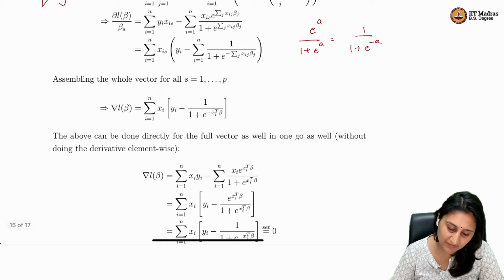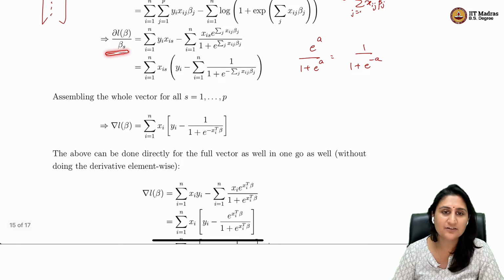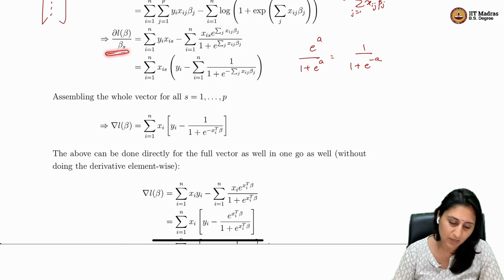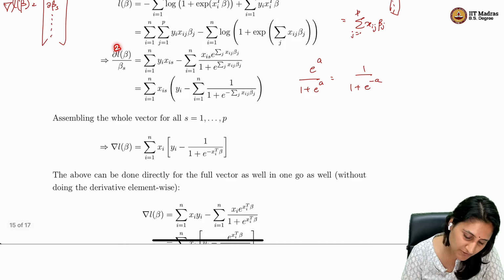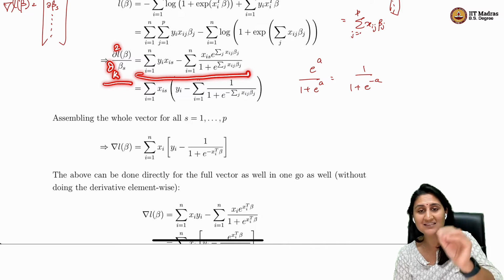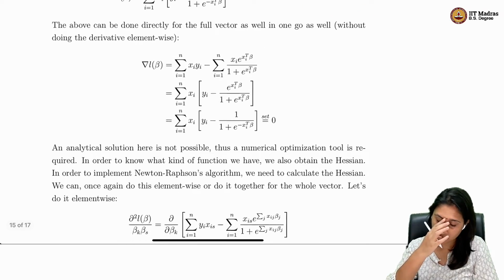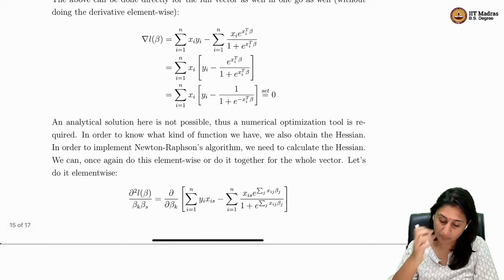So we have the gradient vector over here in this expression. Now this is the partial derivative with respect to any beta s. Next to it, if I do another partial derivative with respect to any beta, let's say k, and take this partial derivative over here, that's going to give me the k and sth term of the Hessian matrix. And that's really what I want to focus on.